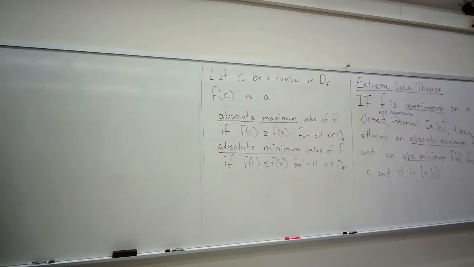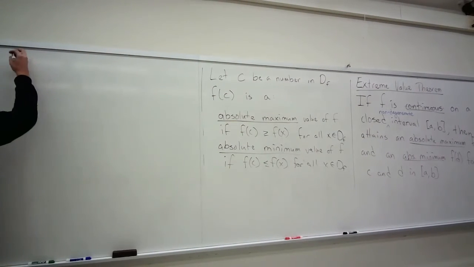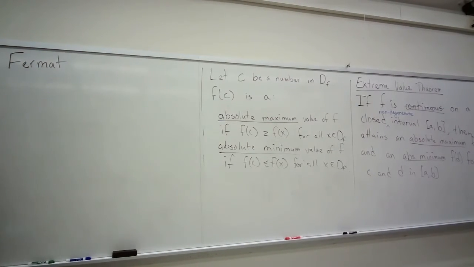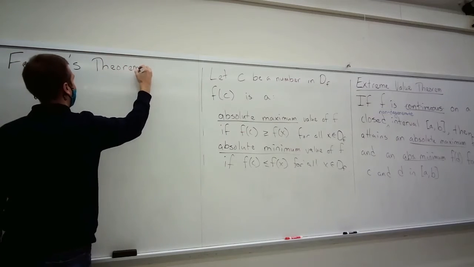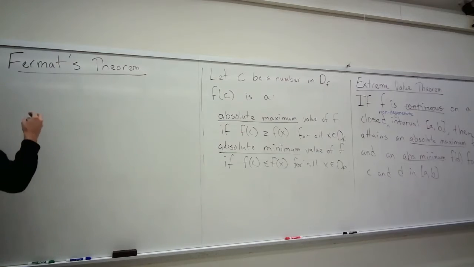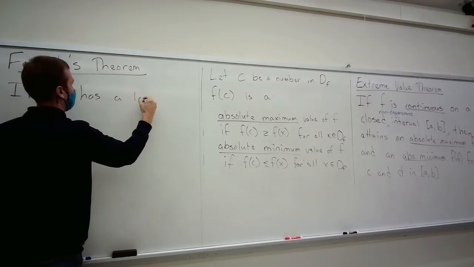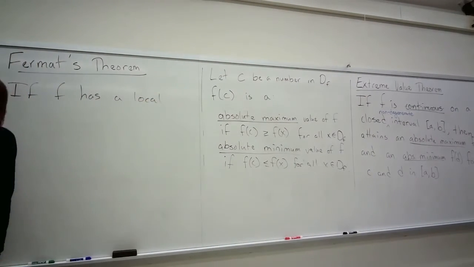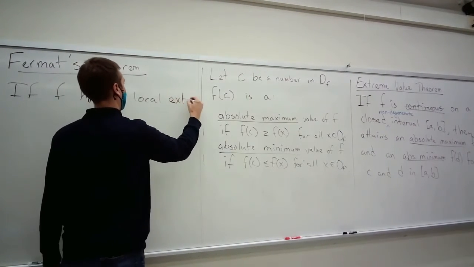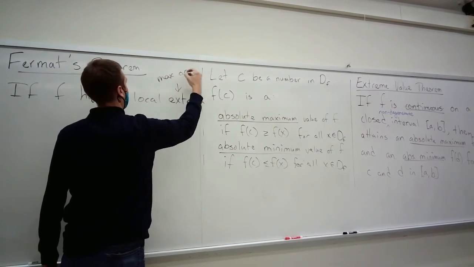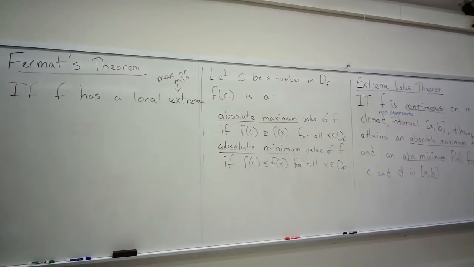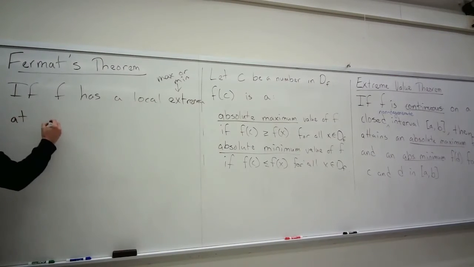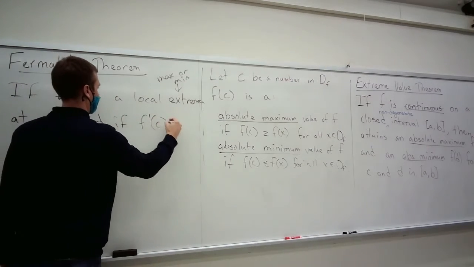All right. And then, there's this really nice theorem, which was written by this guy I've actually mentioned before, I think. Fermat? I've mentioned it before, right? Yeah, this is literally Fermat's theorem, one of his many, which says that if f has a local extrema, do they use that word? It's so much more succinct. A local max or min at c, okay, and if f prime at c exists.